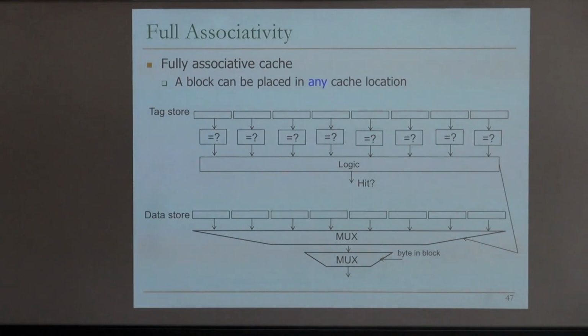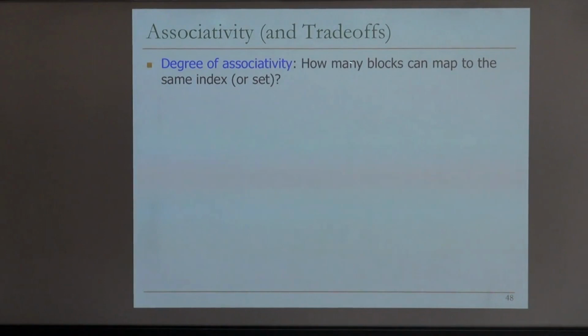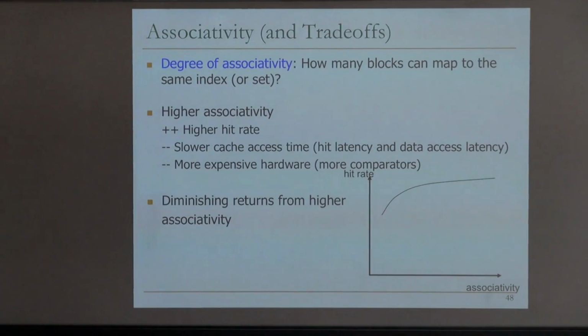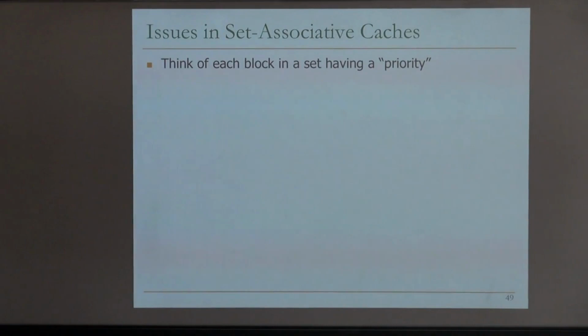Okay, so hopefully this is clear. So clearly there's trade-offs here. Degree of associativity determines how many blocks can map to the same index. Higher associativity gives you higher cache hit rate, slower access time, more expensive hardware. And you get diminishing returns from higher associativity. And the curve usually looks like this on average. But of course, there may be jumps in different workloads, but it's usually diminishing returns. There are a bunch of issues in set associative caches, actually. You can think of each block as in a set having a priority.